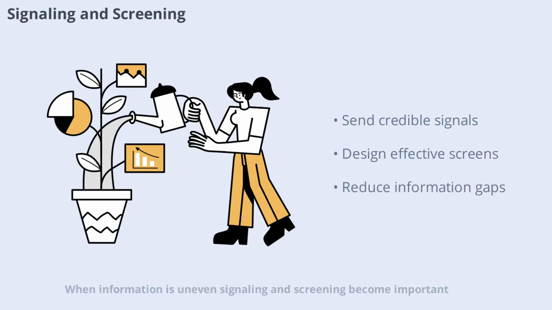When information is uneven, signaling and screening become important. Signaling involves one party sending credible information to another, like a job applicant showing qualifications. Screening is when the less informed party designs tests to reveal information, such as insurance companies offering different policies. Game theory explains how these strategies work and how to optimize them.